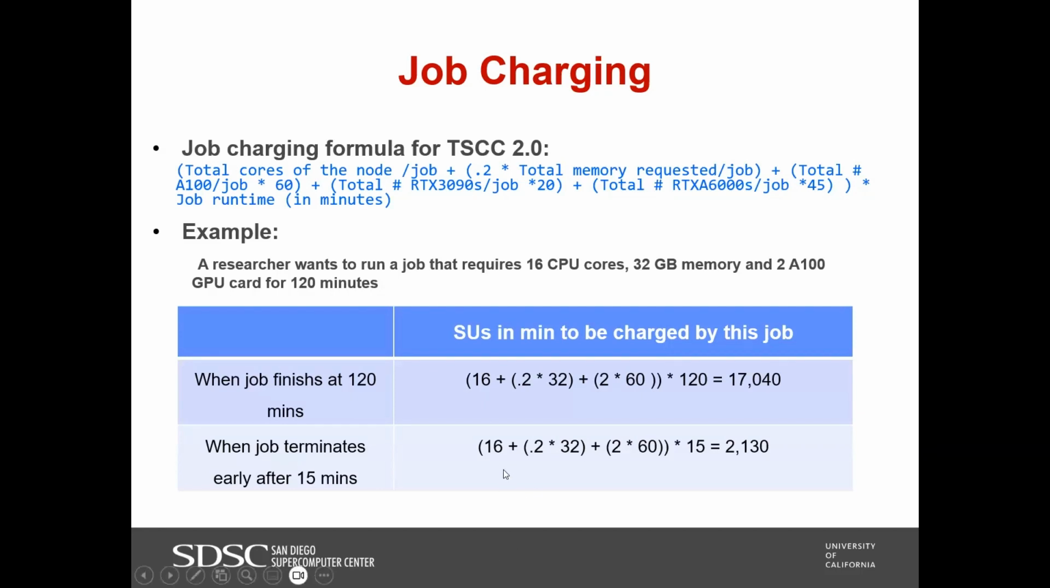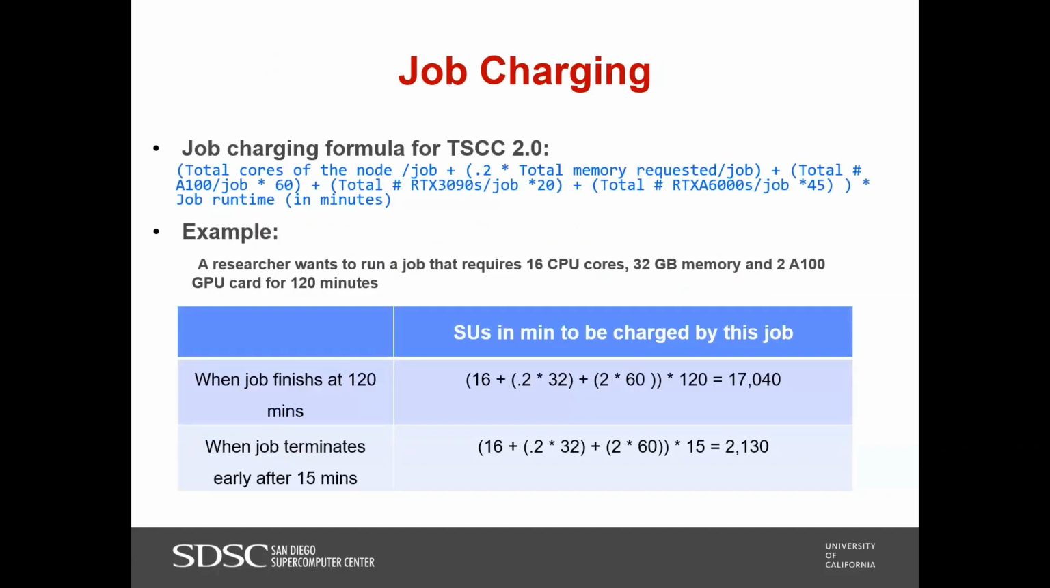And in this formula, the 16 is the total number of CPU cores the job asked for, and the 32 is 32 gigabytes of memory, and the researcher is using 2 A100 GPUs. We also include the charge factor for the A100 GPU card. Then we multiply by the job runtime and get the final number of SUs in minutes to be charged.